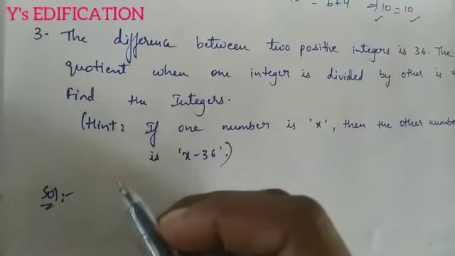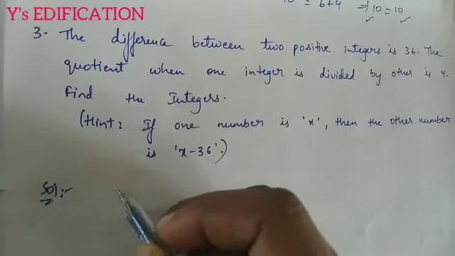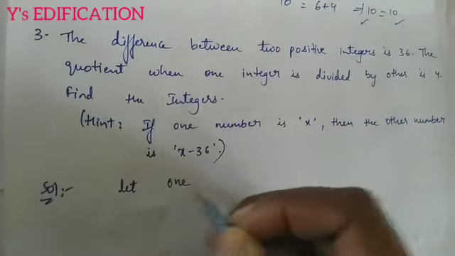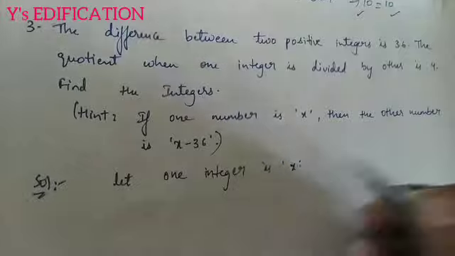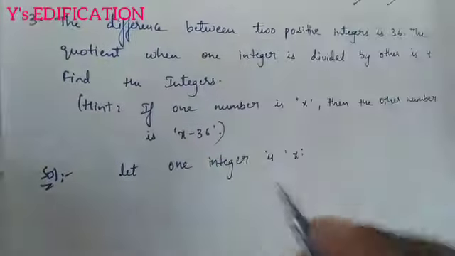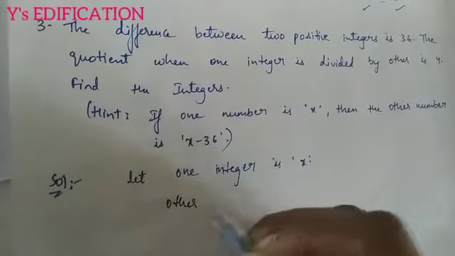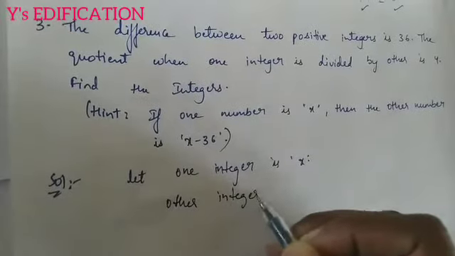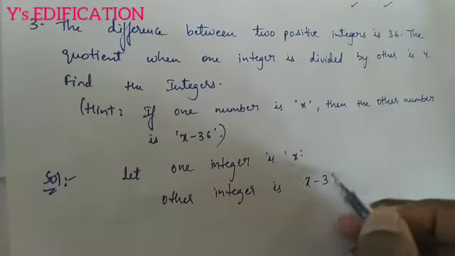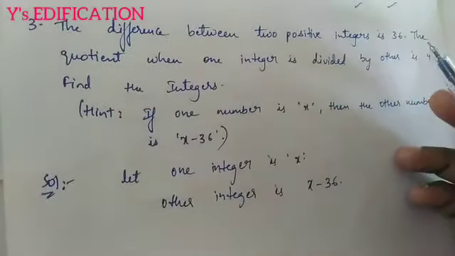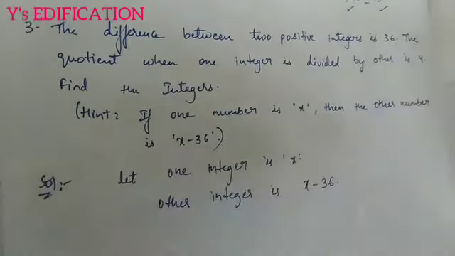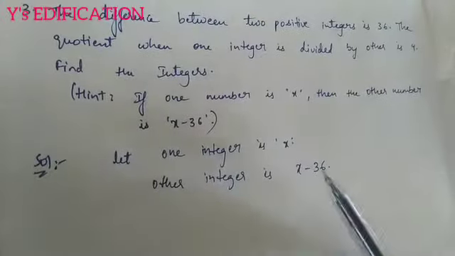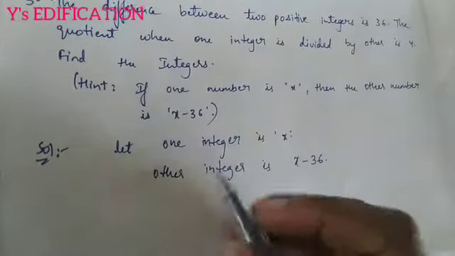So first of all, let one integer be x. And what is the other number? The other integer is x minus 36, and they gave in the question that the quotient when one integer is divided by the other is 4. When we divide these two numbers, we will get 4.